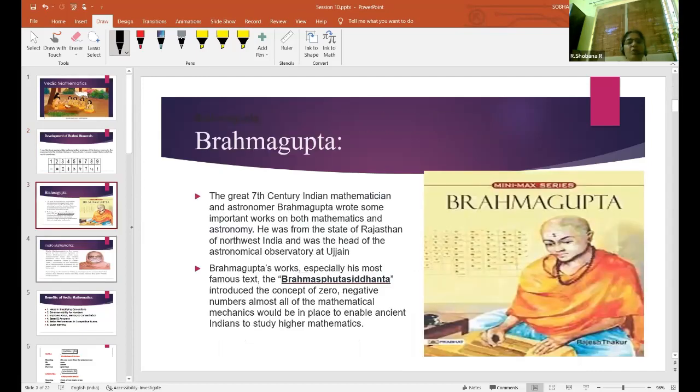On a brief note, this is the 7th century mathematician and astronomer called Brahmagupta. He was the chief astronomer of the king of Ujjain in Rajasthan, and he wrote a book called Brahmasphuta Siddhanta, where for the first time he used the concept of zero. He also used the concept of negative numbers, and he was the one who did a great deal of development in mathematics.